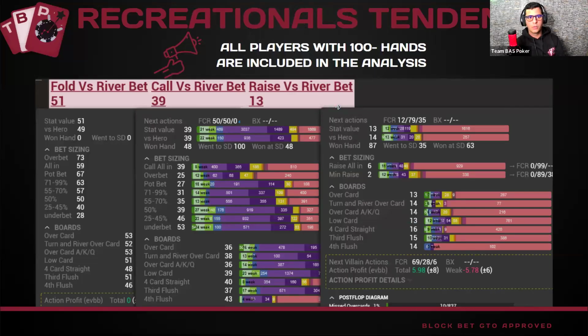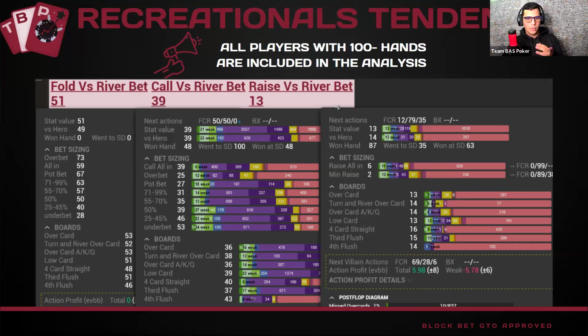tendencies here. So what I did for you here is prepare the recreational tendencies and regular tendencies against block bet. So I made the bets on the river and saw how the population is reacting to it.